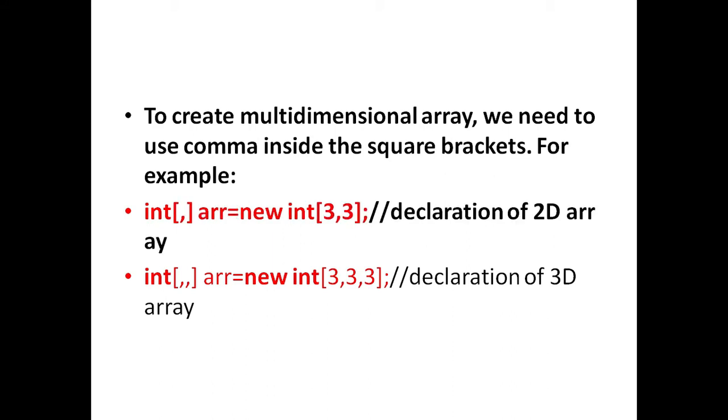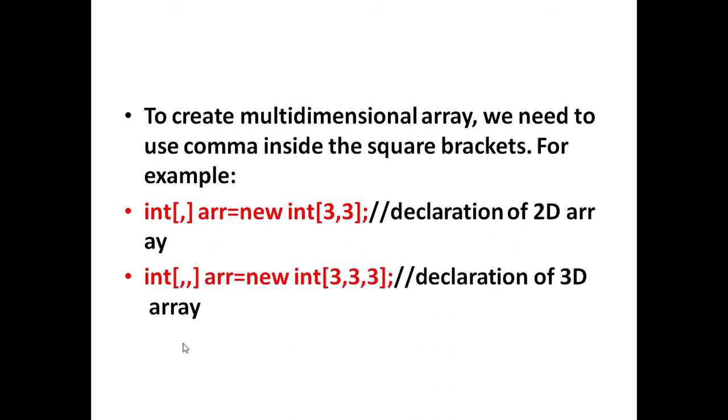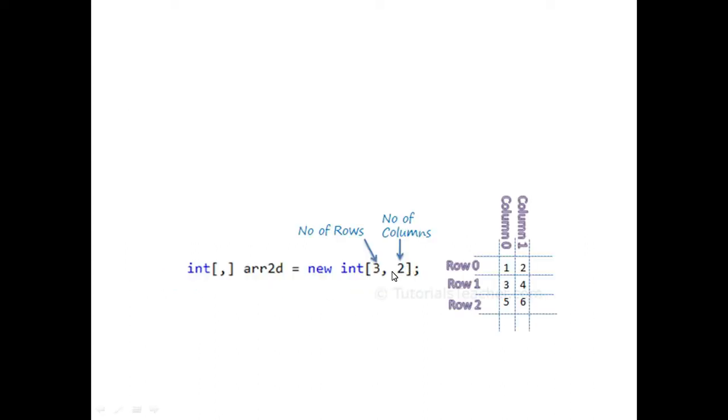For example, int square bracket with a single comma, and arr is the array name, equal to new int[3,3], declares a 2-dimensional array. Int square bracket with 2 commas equal to new int[3,3,3] declares a 3-dimensional array. If we declare an array with 3 rows and 2 columns, it will add 3 rows and 2 columns.